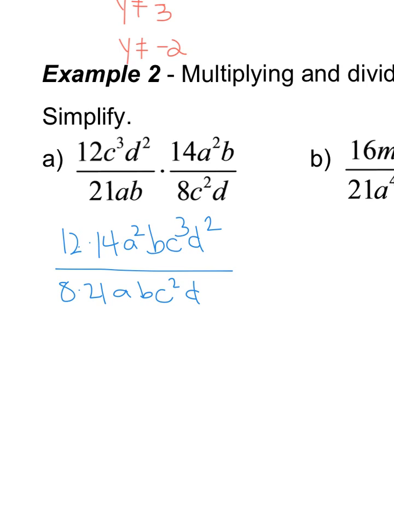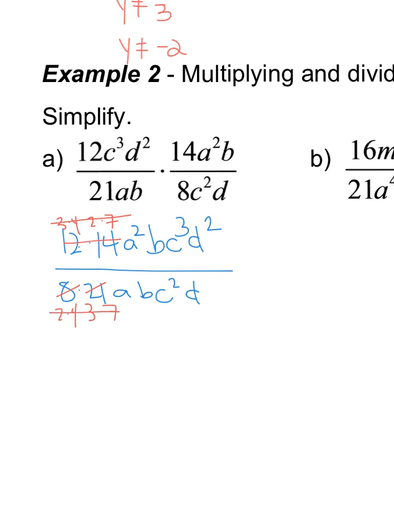So if I look, it might be easier to even break up the numbers as well. 12 is 3 times 4. 14 is 2 and 7. 21 is 3 and 7. And 8 is 2 and 4. And sure enough, check this out. We have a 2, 3, 4, and 7 on the top and bottom. So what's going to happen to those? See ya. See ya. They all go away.